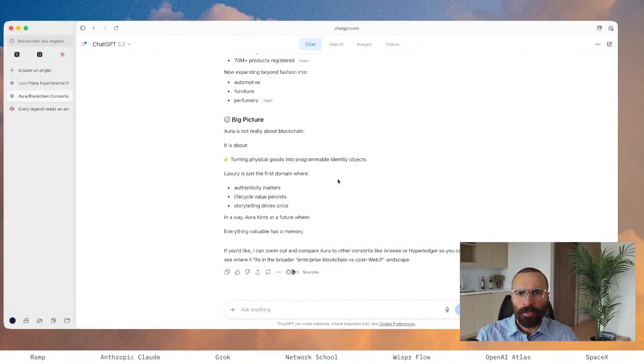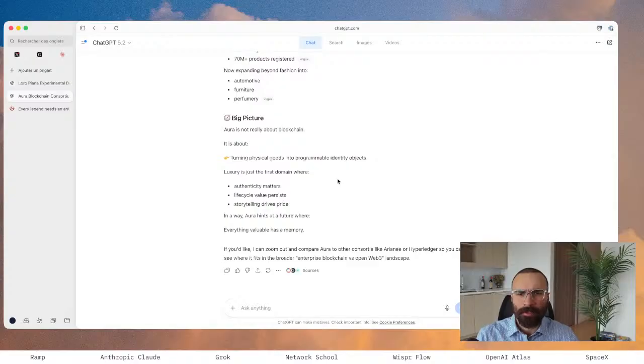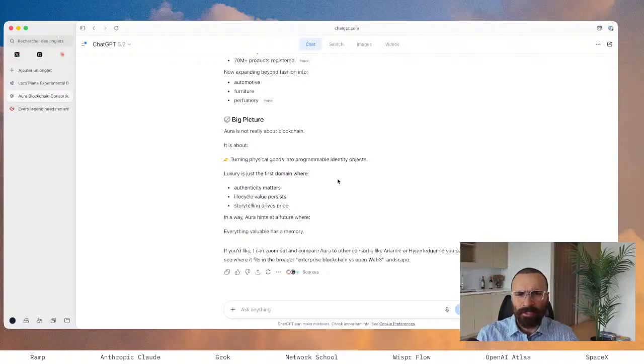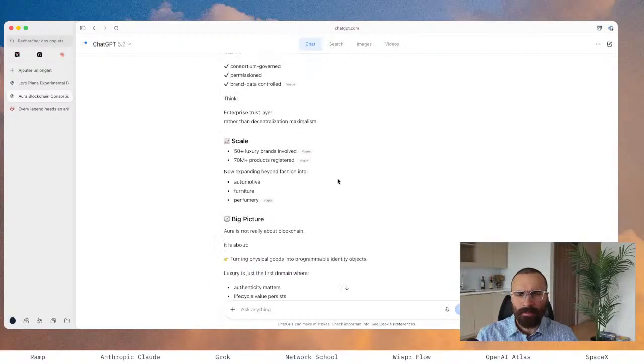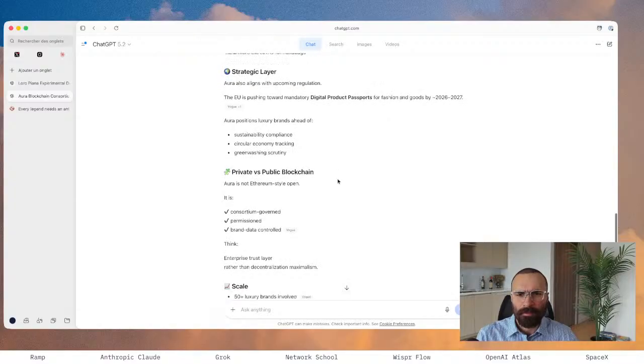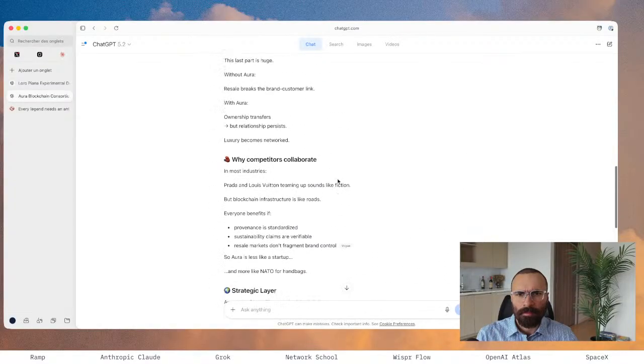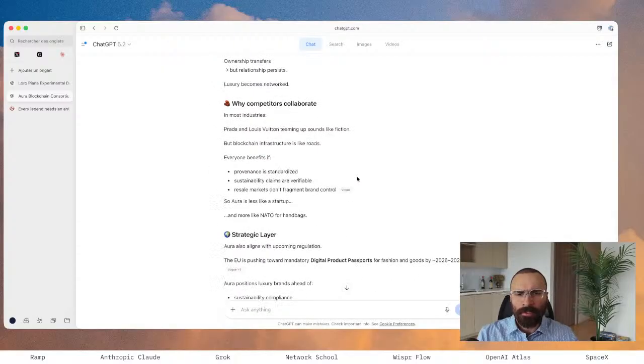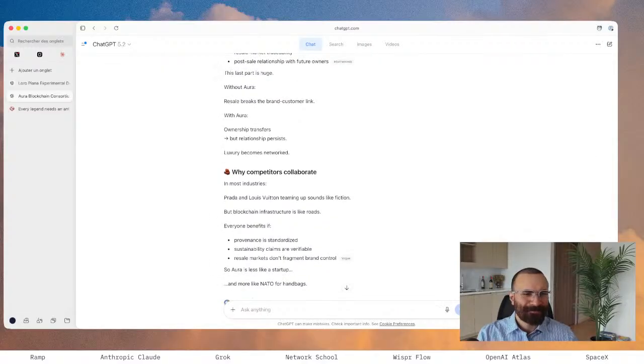Automotive, furniture, perfumery is not really blockchain. It's about turning physical goods into programmable identity objects. Luxury is just the first domain where authenticity matters, life cycle value persists, storytelling drives prices, and Aura hints at a future where everything valuable has a memory. Prada and Louis Vuitton teaming up sounds like fiction, but blockchain infrastructure is like roads. Everyone benefits if provenance is standardized. Sustainability claims are verifiable. Resale markets don't fragment brand control. So Aura is less like a startup, more like NATO for handbags. Aura is NATO for handbags.